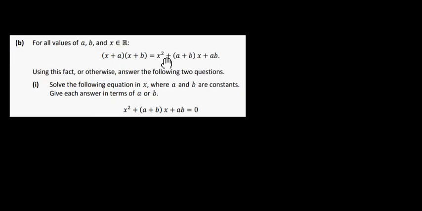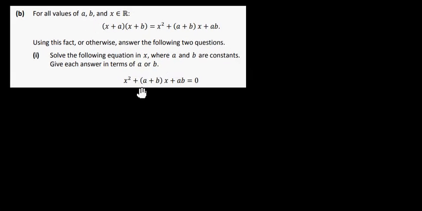Okay, next one then. Now for all values a and b, where x is real, x plus a times x plus b can be written like this: x squared plus a plus b times x plus ab. So using this factor, answer the following two questions. Solve the following equation in x where a and b are constants. Give your answer in terms of a and b. Okay, so we have x squared plus a plus b times x plus ab is equal to 0.